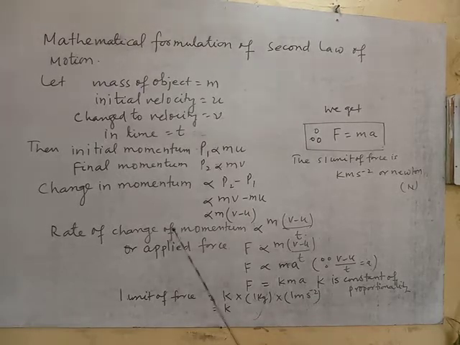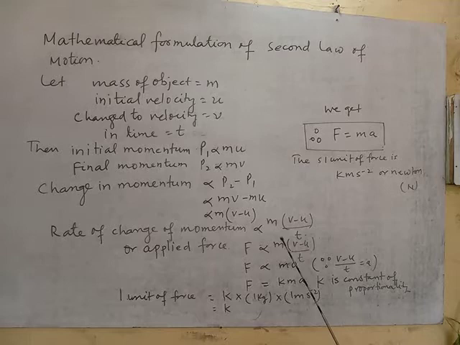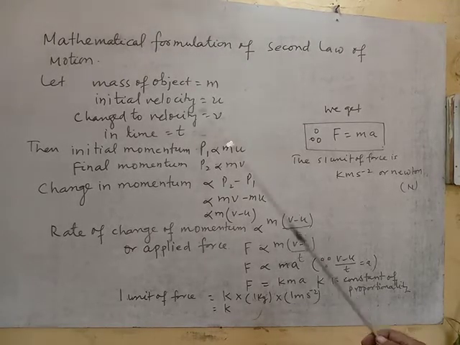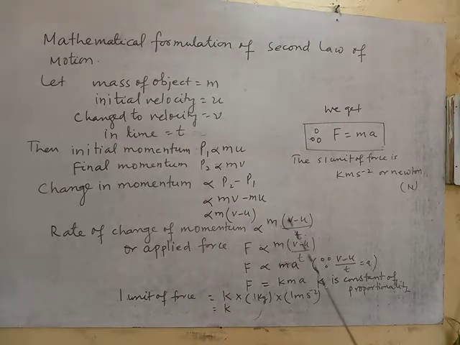Now the rate of change of momentum is proportional to m(v minus u) by t. This is the change in momentum in time t, because the velocity initially was u and in time t it changed to v. Therefore, the rate of change of momentum is proportional to m(v minus u) by t, or the applied force F is proportional to m(v minus u) by t.